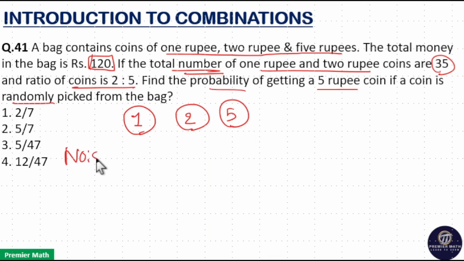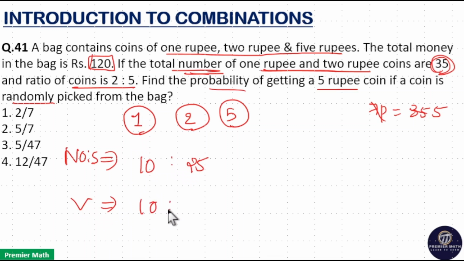Now the numbers of 1 rupee and 2 rupee coins are in the ratio 2:5, which means 2 part is to 5 part. And the total number of 1 rupee and 2 rupee coins is 35, so 2 plus 5, 7 part is equal to 35. Then 1 part is equal to 5. 1 part is 5 means 2 part is equal to 10 and 5 part is equal to 5 into 5, 25. So the total number of 1 rupee coins is 10, meaning the total value of 1 rupee coins is 1 into 10, 10 rupees. Total value of 2 rupee coins is 2 into 25, 50 rupees. So 10 plus 50 is 60 rupees.